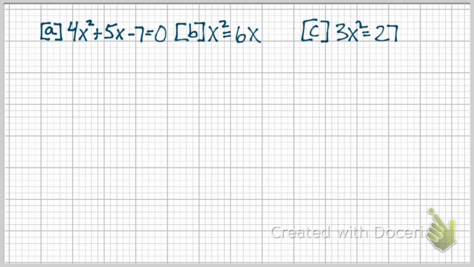Of the 3 equations above, only equation C can be solved using the square root method. Equation A includes a 5x term. Equation B includes a term 6x. Since equation C does not have an x term, we know that its b value is 0, and the equation can be solved by using the square root method.